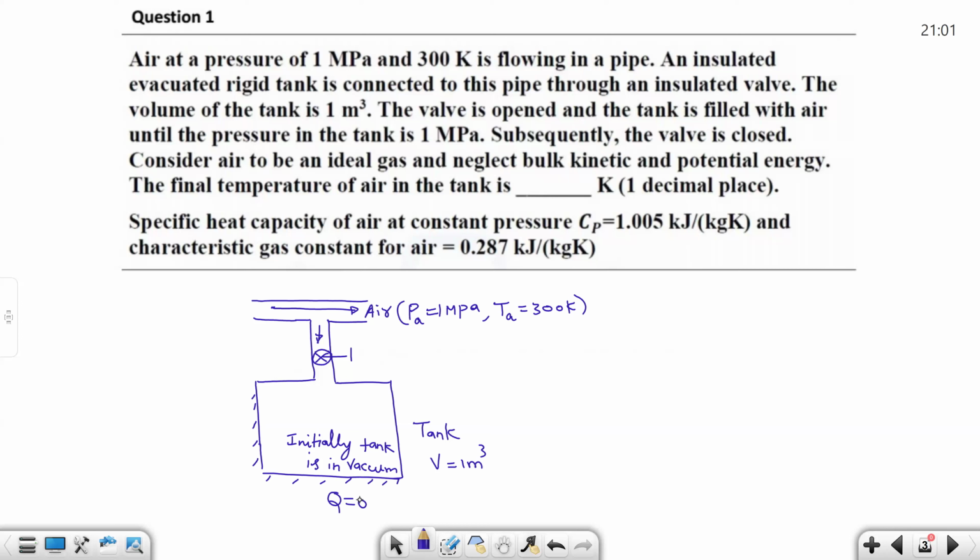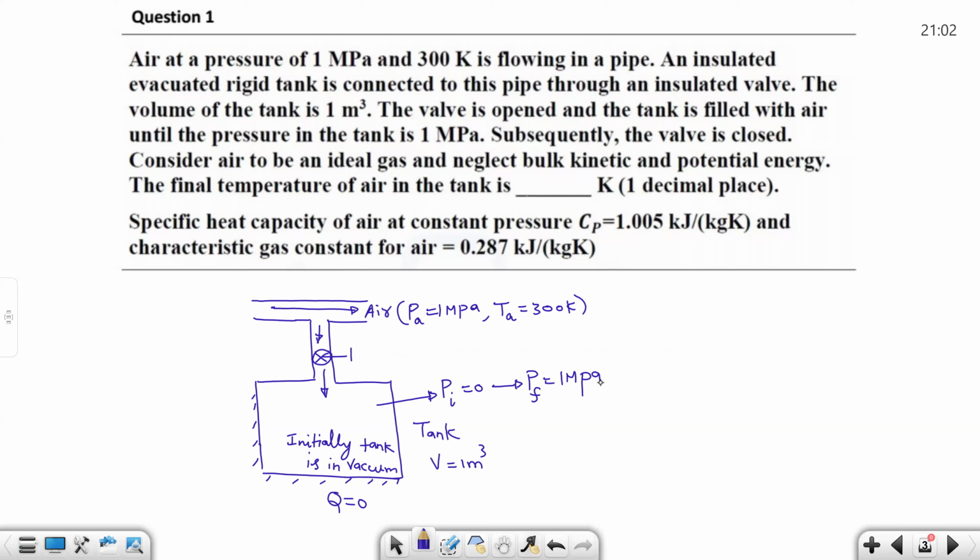When the valve is opened, the tank is filled with air. Air is flowing into the tank. The initial pressure of the tank is vacuum, maybe we take it as 0, and the tank reaches a final pressure of 1 MPa, and then the flow stops.